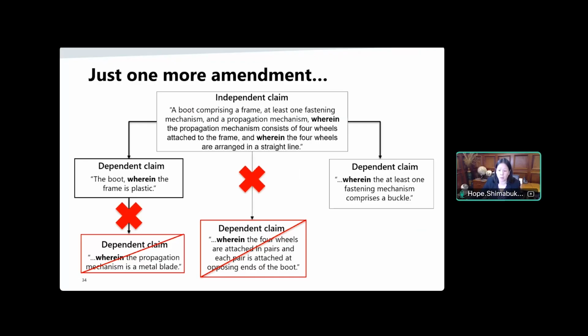We are now left with 2 dependent claims. One is the boot, wherein the plastic is a frame, and the other dependent claim is wherein the at least one fastening mechanism comprises a buckle. Those are 2 more, and these have more narrow limitations to basically exclude others from those particular inventions.